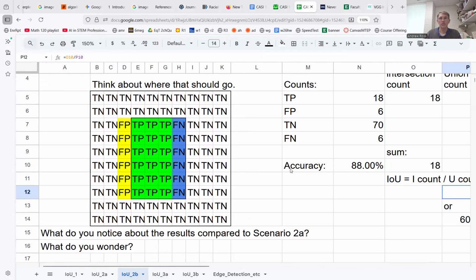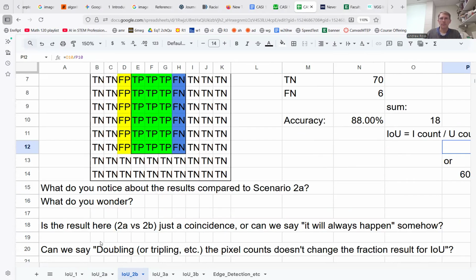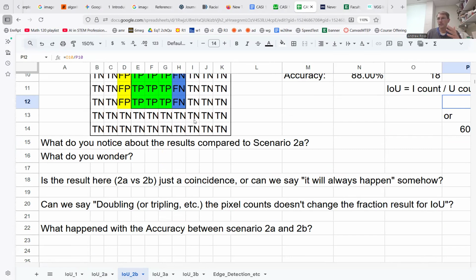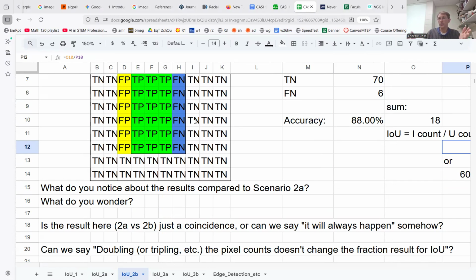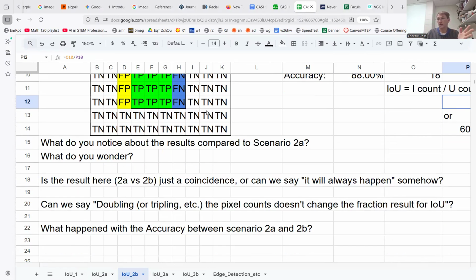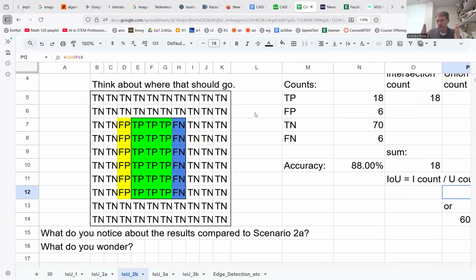What do you notice about the results? We got the same IOU for scenario 2A and 2B. What do you wonder about that? Take a minute to wonder. We might wonder, is this result for 2A and 2B just a coincidence? Or can we say it will always happen in some kind of set of scenarios? Can we say that doubling or tripling the pixel counts doesn't change the fraction result for the IOU? We notice the accuracy changed from one to the other. Think about why that happened and whether you think accuracy is a good way of measuring things in this kind of situation.